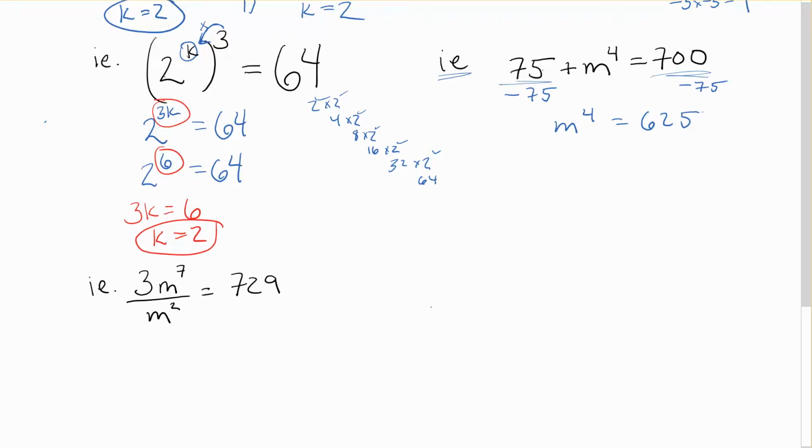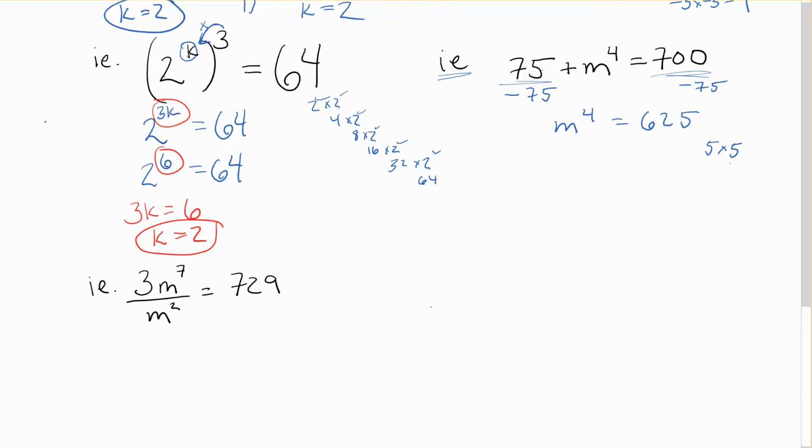Alright, this question then is asking me what times itself 4 times, or what to the power of 4 is going to get me 625. I know in my head that's already going to be 5, but if you didn't know, again, try it out. 2 times itself 4 times, you don't get there. 3 times itself 4 times, you don't get there. 4 times itself 4 times, you don't get there. Go up to 5 and times it by itself 4 times.